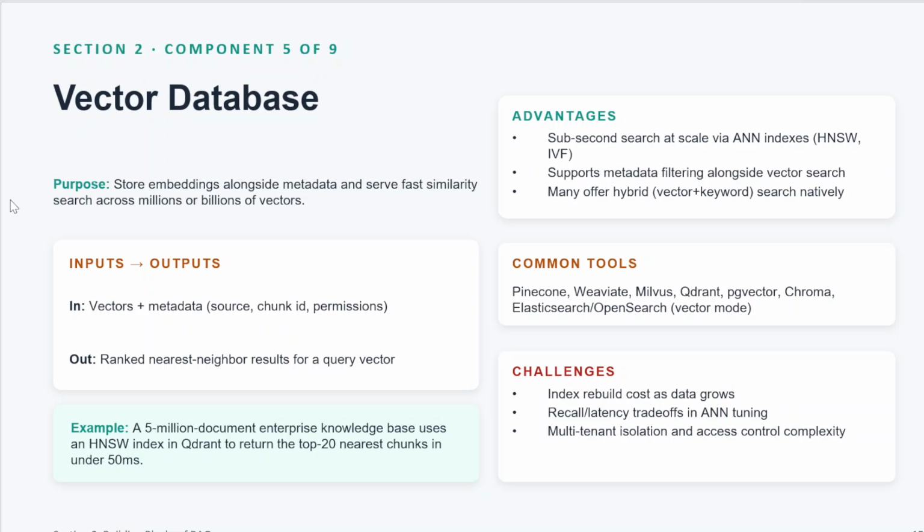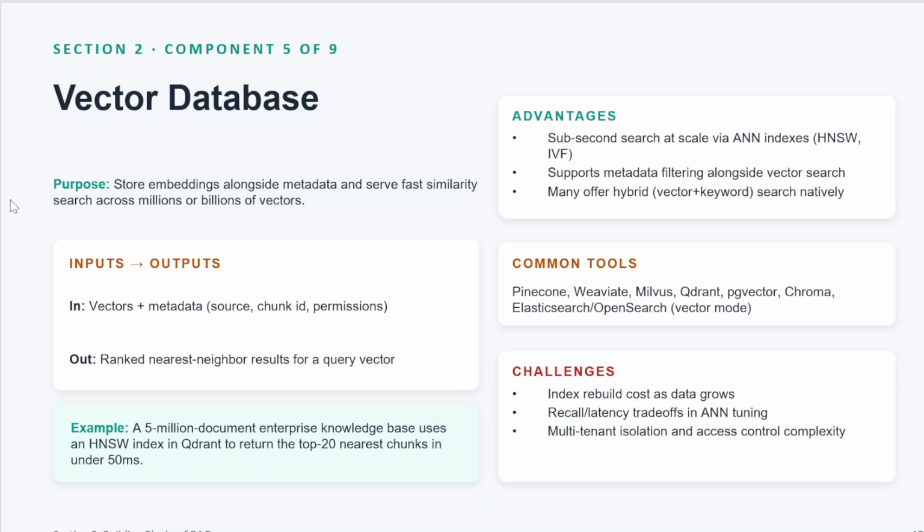Now, the advantages that you are going to see here are sub-second search at scale via ANN indexes, that is HNSW or IVF. It supports metadata filtering alongside vector search. Many offer hybrid search natively, that is vector plus keyword search.